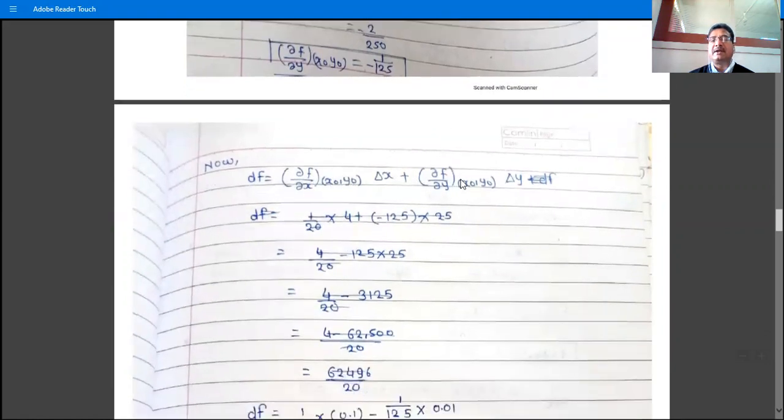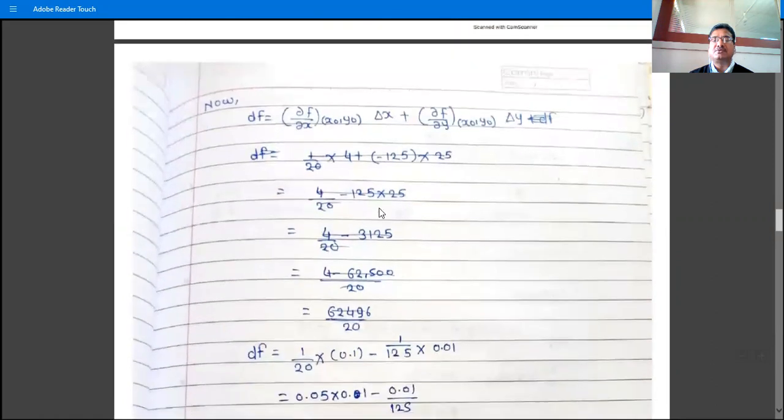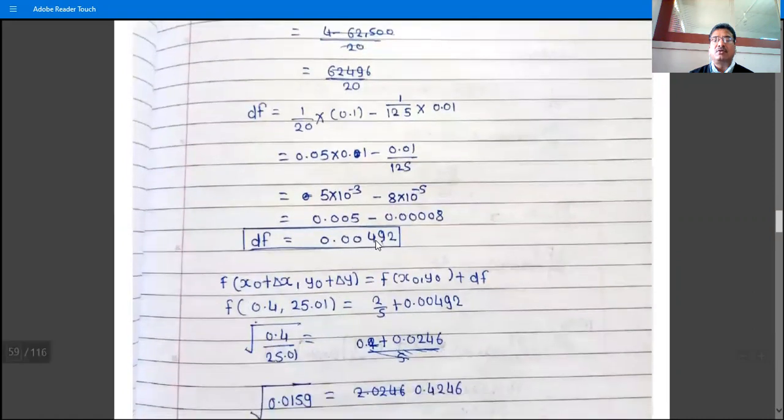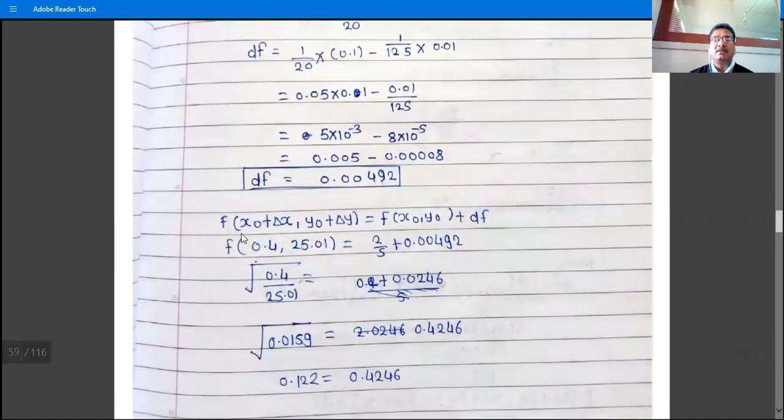And then df is what? The formula is del f by del x at x naught, y naught into delta x, plus del f by del y at x naught, y naught into delta y. Substitute all the values. We have this answer, df as 0.00492. And then write the formula: f of x naught plus delta x, y naught plus delta y is equal to f of x naught, y naught plus df, and substitute the values.